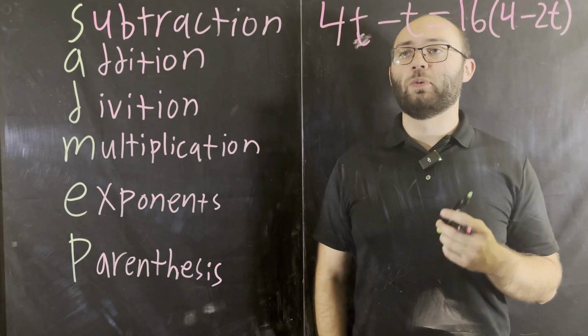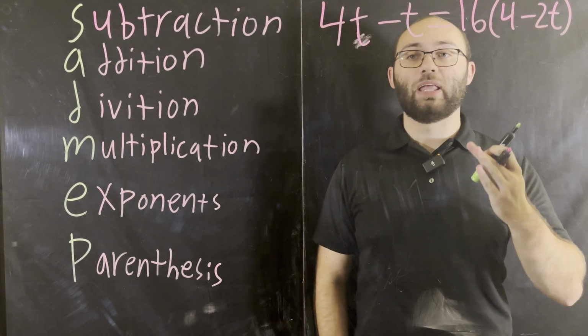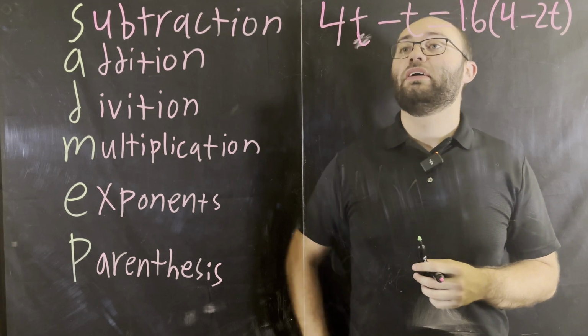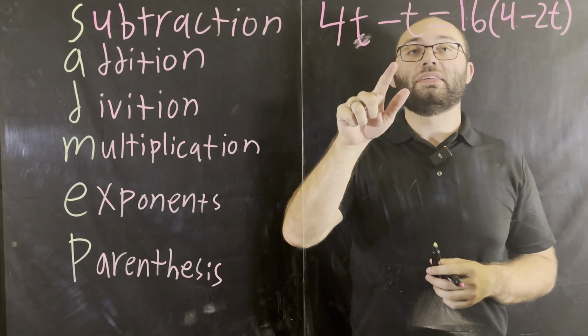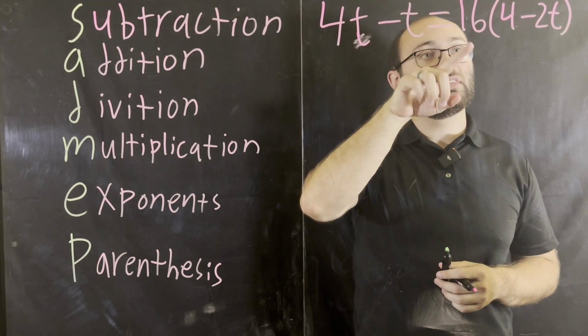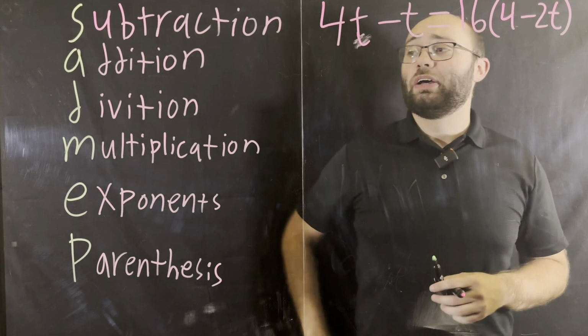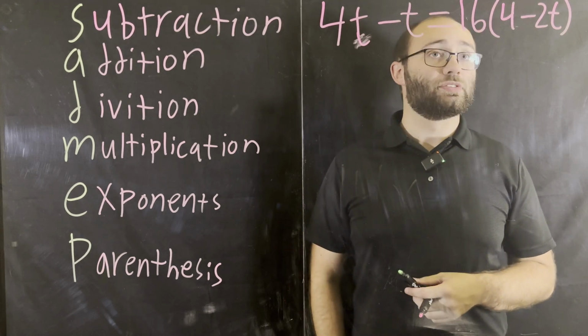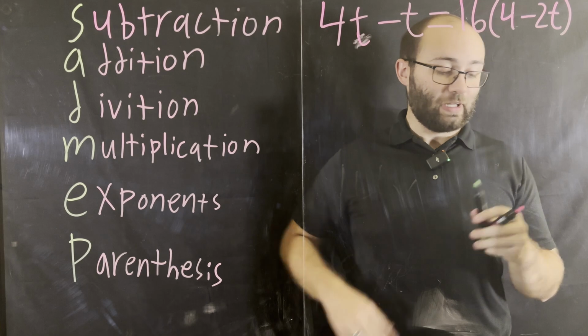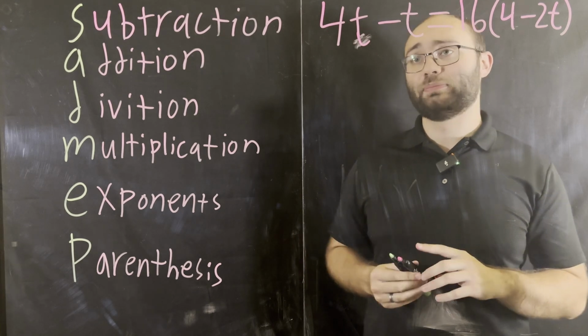All right, class, welcome. We have arrived at our last problem of the lesson today. We have 4t minus t is equal to 16 times 4 minus 2t. Man, that's a lot of t's, right? And there's just a lot going on there. So let's get to work though.